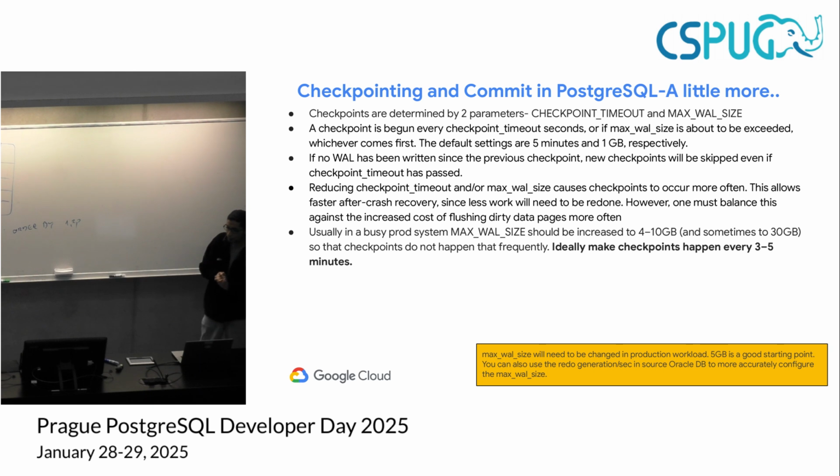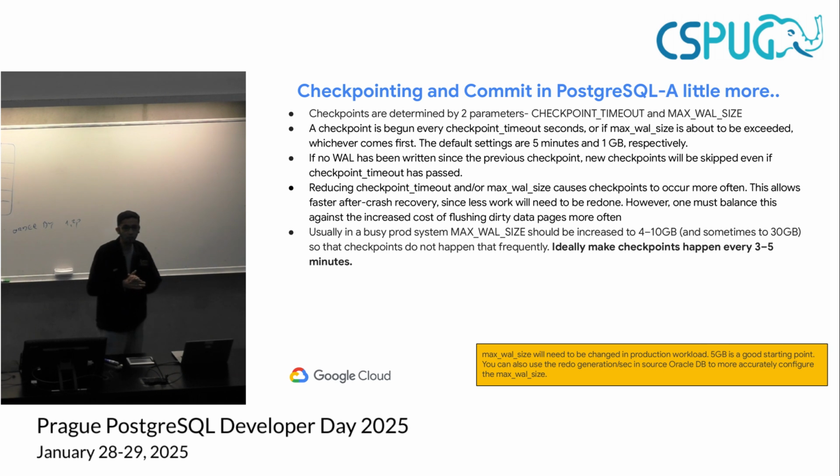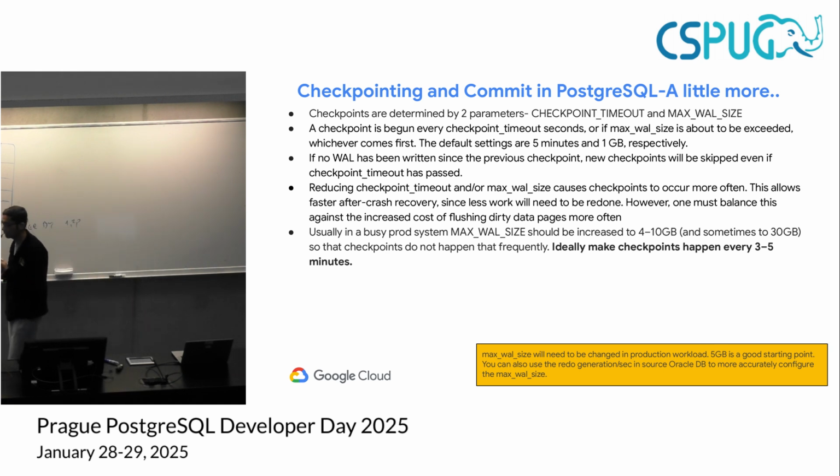Now there are two very important parameters which determine the checkpoint. One is the checkpoint timeout and the other is max WAL size. Like I was saying previously, the default max WAL size of 1 GB is never sufficient for a production workload which has very high DML activity, because within a few seconds you will have more than 1 GB of WAL segments generated. So checkpoints will happen every few seconds, and that is not desirable.